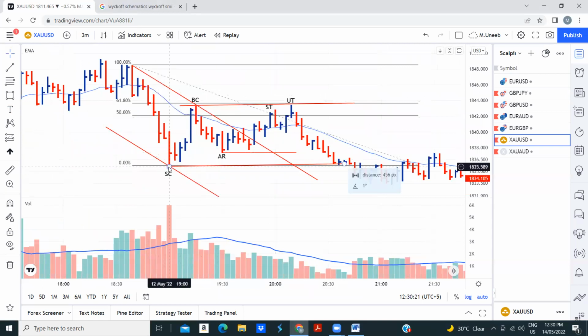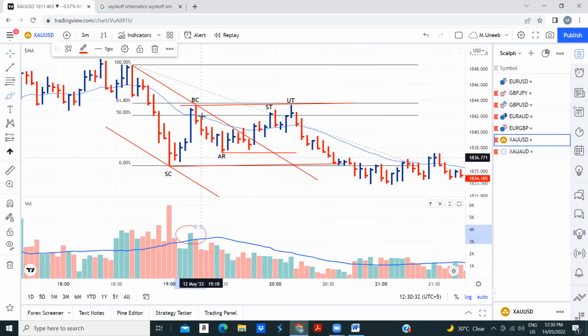Now I will explain how I did this. For example, you see a selling climax here. If it was a buying climax, it was an automatic reaction. You will see increased volume, but you will not see this much extraordinary volume like this. Okay, and the price reverses. So this is selling climax and buying climax. Now we are waiting for the automatic reaction.